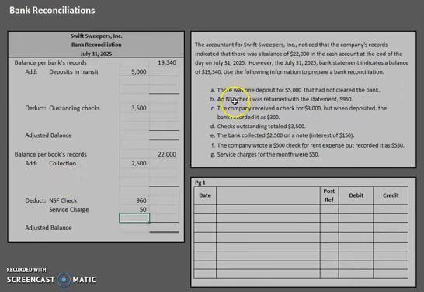So let's take a look at that first error that we saw in C. The company received a check for $3,000, but when deposited, the bank recorded it as $300. So let's think about what we did. When we received the check, we would have increased our cash by $3,000. However, the bank made a little bit of an error here. They only increased it by $300. So if they were supposed to increase it by $3,000, but only increased it by $300, what would we have to do on our bank rec to fix that? We'd have to add in that error.